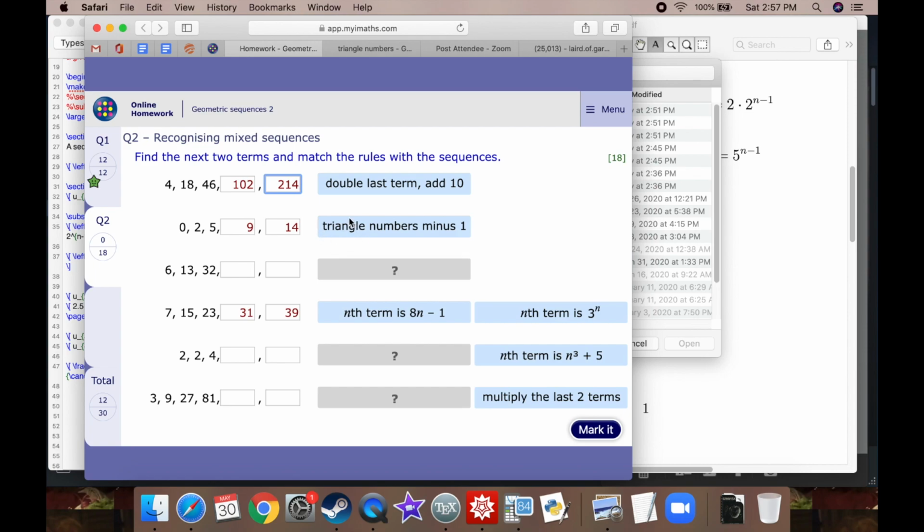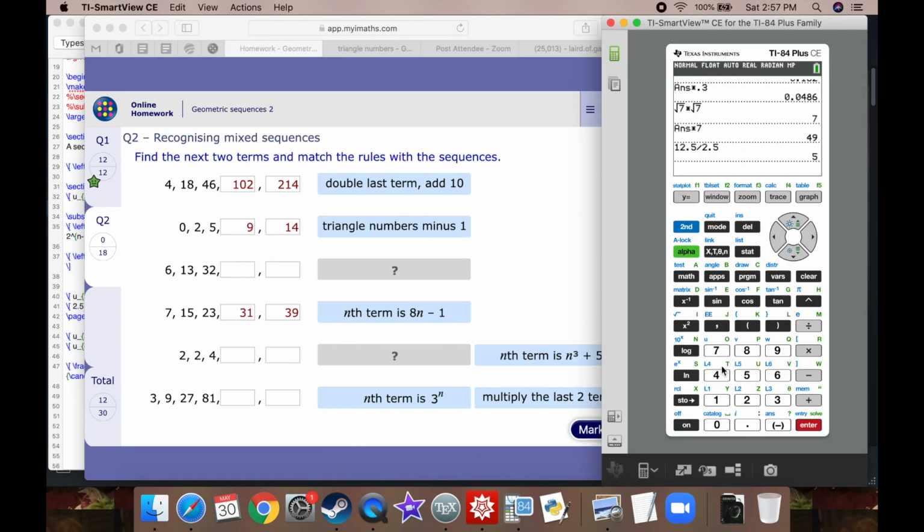All right. Now this one says the nth term is 3 to the n power. Well, that means if I let n equal 1, then it'll be 3 to the 1 power, or 3. The only remaining one here is this one, so let's just put that one right there. Okay, and it looks like I just keep multiplying by 3 every time, right? So what's 81 times 3? Okay, 81 times 3 is 243.